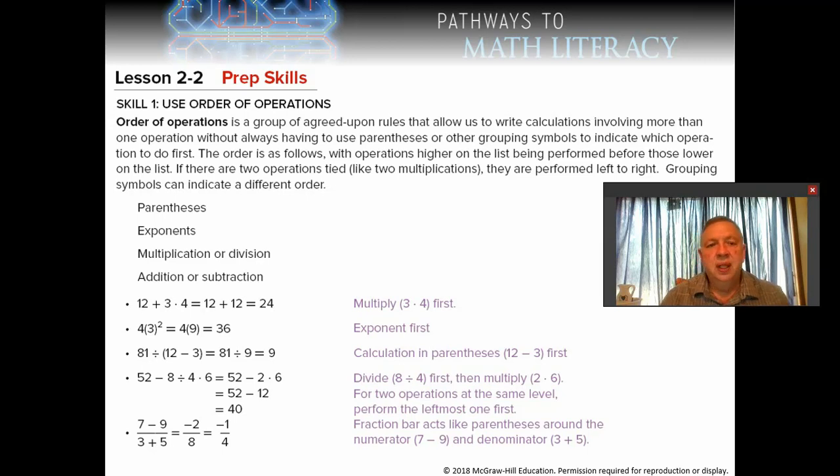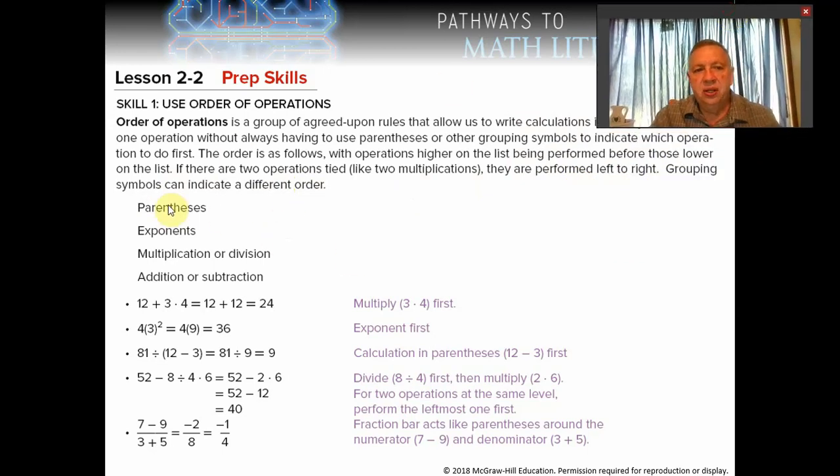The order is as follows, with operations higher on the list being performed before those lower on the list. If there are two operations tied, like two multiplications or a multiplication and a division, we're going to be performing those left to right. Grouping symbols can indicate a different order. That tells us that this is what we want to do first.